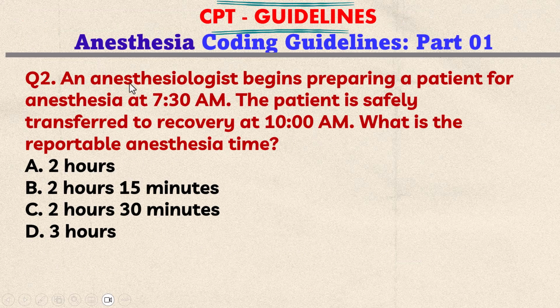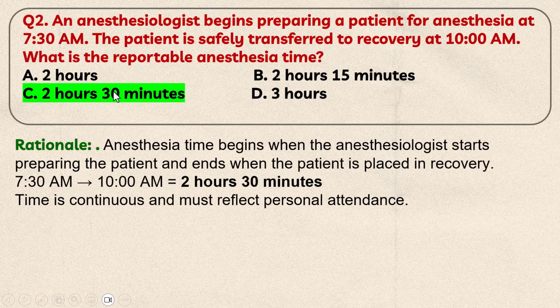Question number 2. An anesthesiologist begins preparing a patient for anesthesia at 7:30 a.m. The patient is safely transferred to recovery at 10 a.m. What is the reportable anesthesia time? A. 2 hours, B. 2 hours and 50 minutes, C. 2 hours and 30 minutes, D. 3 hours. Think of the answer. The correct answer is 2 hours and 30 minutes. The anesthesia time begins when the anesthesiologist starts preparing the patient and ends when the patient is placed in recovery. So 7:30 a.m. to 10 a.m. is 2 hours and 30 minutes. This is continuous and must reflect personal attendance.